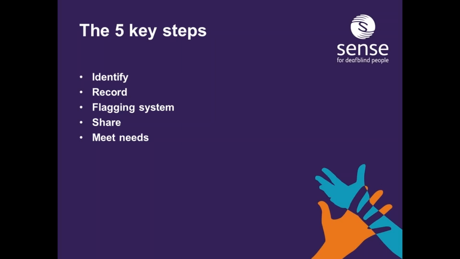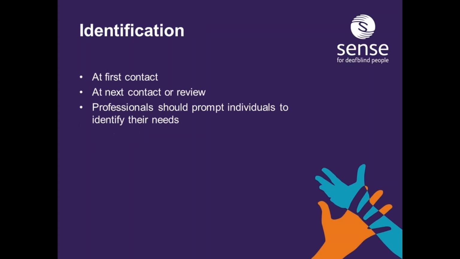So let's look at the content of the standard. The Accessible Information Standard directs and defines a specific, consistent approach to identifying, recording, flagging, sharing and meeting individuals' information and communication support needs by NHS and adult social care service providers. So what is meant by each of these steps? Well, we're going to look in more detail on the next few slides.